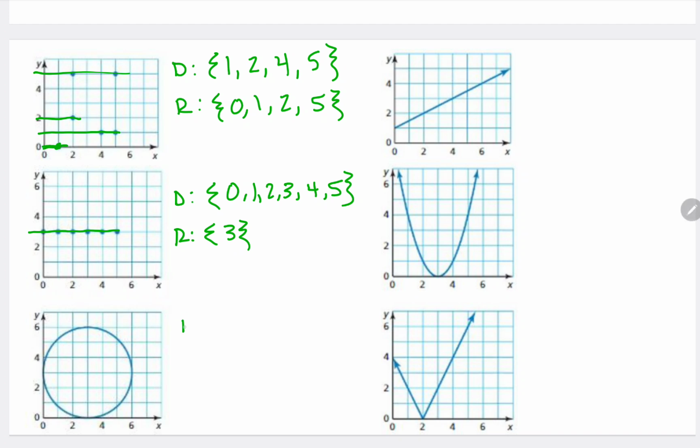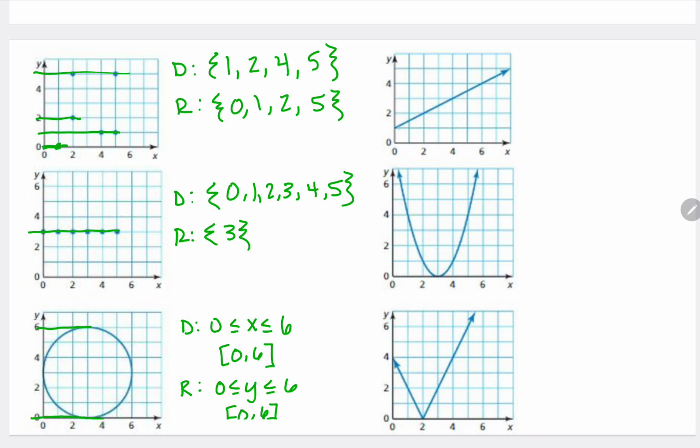Now the circle is a continuous function, so we either need to write it as an inequality, the domain, or in interval notation. So domain goes left to right. So on the left, it starts all the way over here at 0. And the furthest point over here to the right is at 6. So in interval notation, that would be 0 to 6. My range, so now if we're looking at top to bottom or bottom to top, the lowest point is down here at 0, and my highest point is up here at 6. So my range would also be 0 to 6, including 0 and 6.